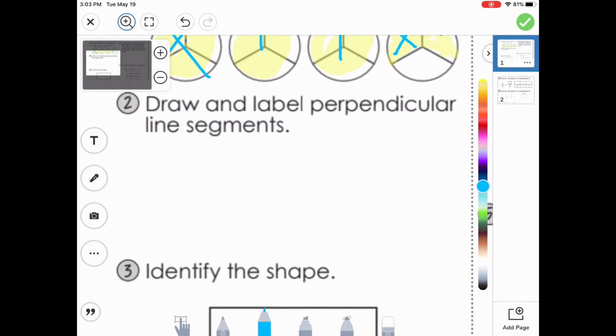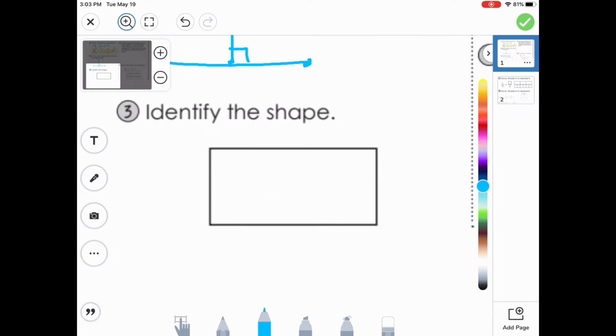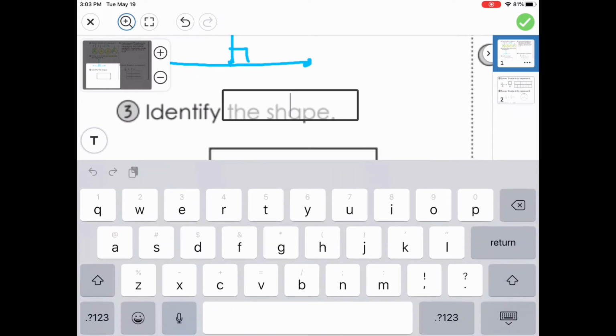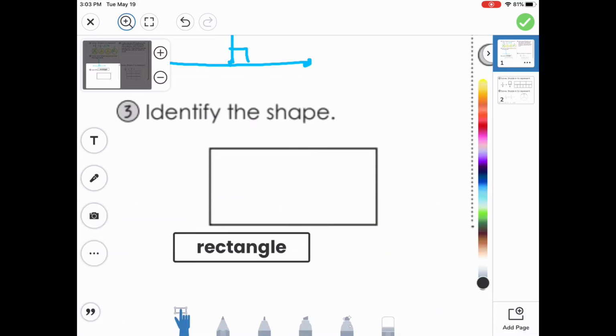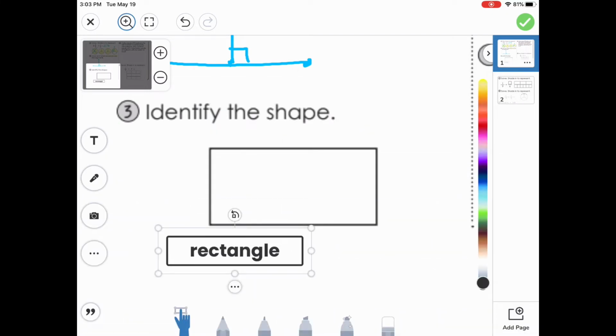Question number 2 asks us to draw and label perpendicular line segments. So remember, perpendicular is the opposite of parallel. If lines are perpendicular, then they cross, and they cross very specifically at a right angle, a 90-degree angle. And we know these are line segments because they end in points. So here I have my perpendicular line segments. Question number 3, identify the shape. This is a rectangle. You also could have put that it was a quadrilateral.